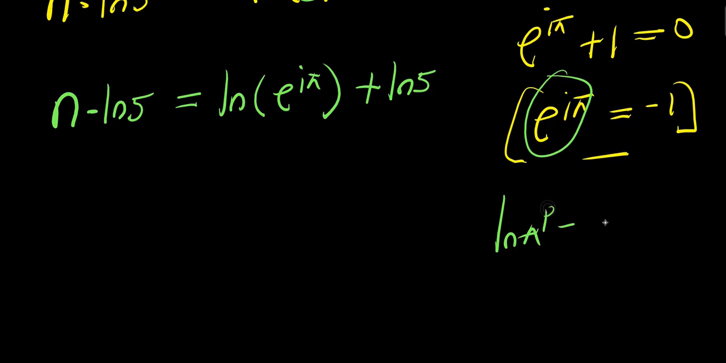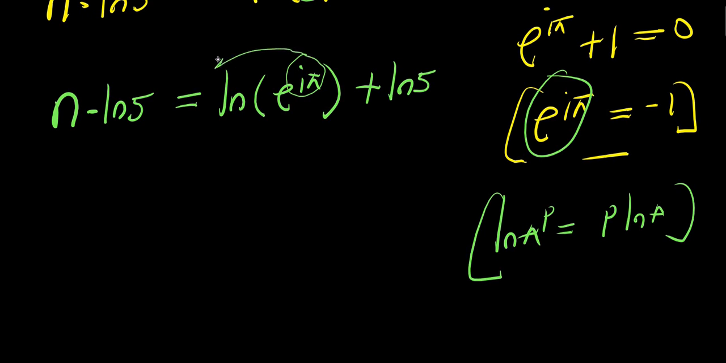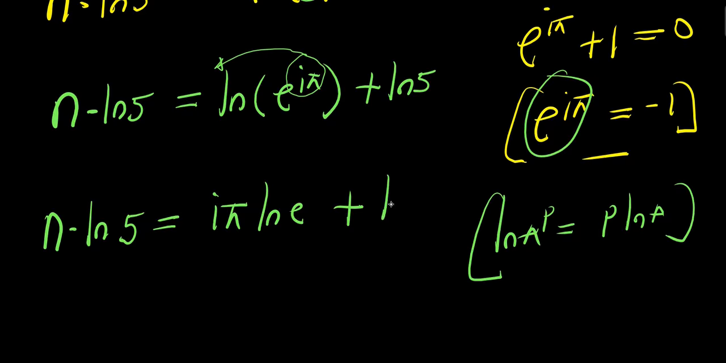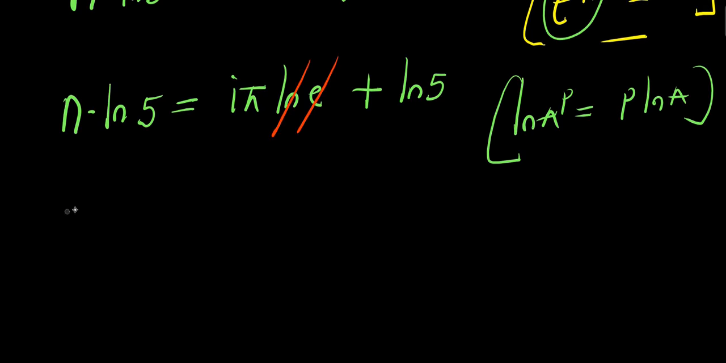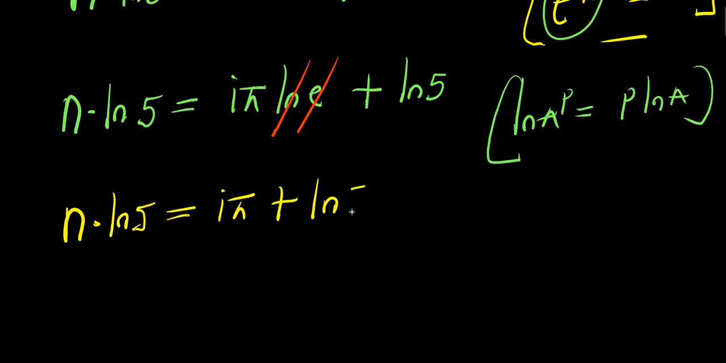You have natural log of a power b equals b times natural log of a. That means I times pi will come behind this of n times natural log of 5 equals I times pi times natural log of e plus natural log of 5. And from here, natural log of e cancels out. So what I'm going to have will be n times natural log of 5 equals I times pi plus natural log of 5.